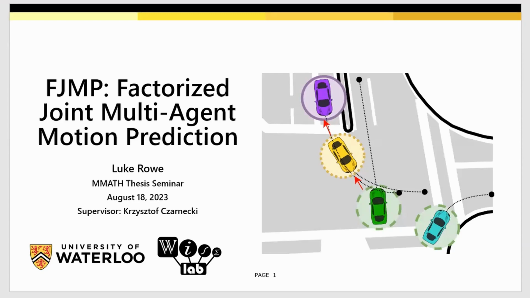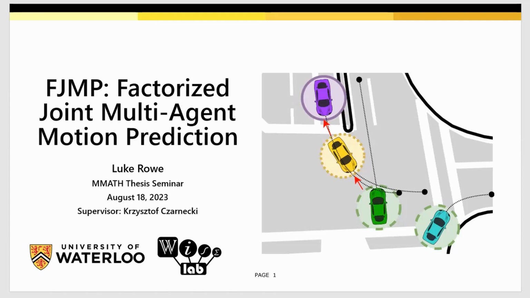My name is Luke Rowe, and I will be presenting my master's thesis work titled FJMP, Factorized Joint Multi-Agent Motion Prediction. As autonomous vehicles, or AVs, are beginning to be integrated onto public roads, it's crucially important that AVs safely and reasonably interact with other human road users. This includes human drivers, pedestrians, and cyclists, just to name a few.